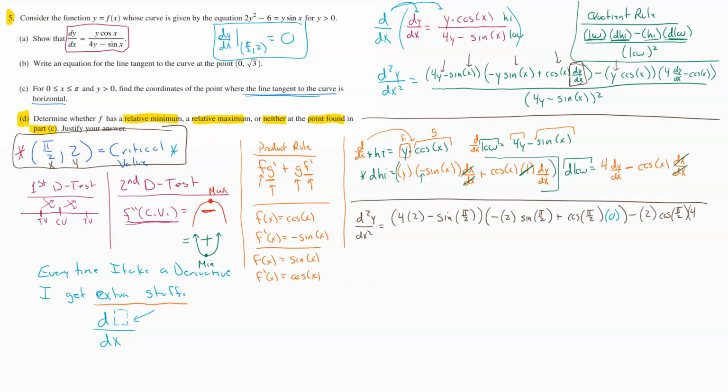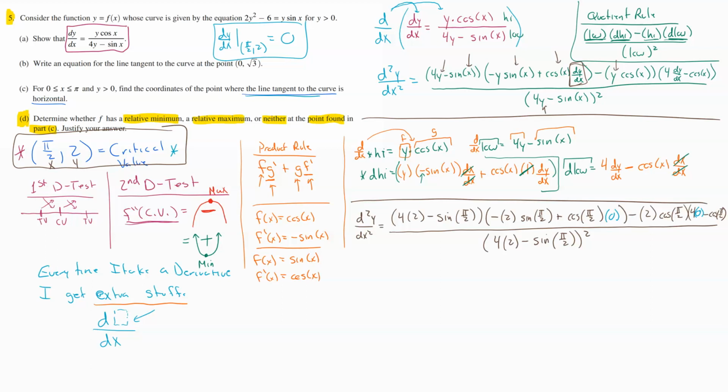Are we going to have enough room? dy/dx, again, we already know what that is, 0, minus the cosine, can I squeeze it in? Barely, cosine of pi over 2, and then all of that is over 4 times y, which is 2, minus the sine of x, which is pi over 2, and all of that is squared. I hope you had a lot of room on your paper when you were doing this. It's always frustrating when they make these things so long because it's just a lot to manage.